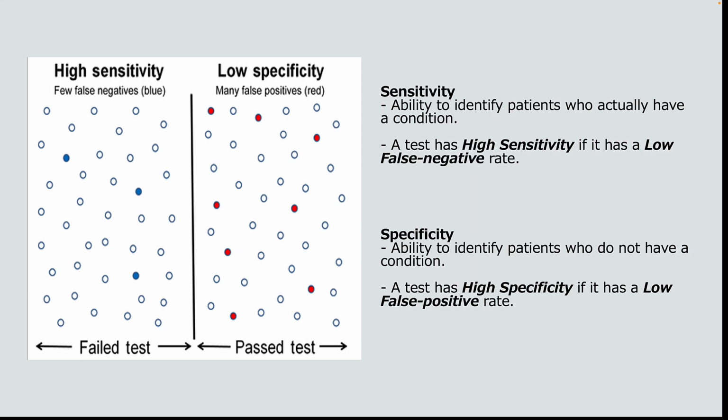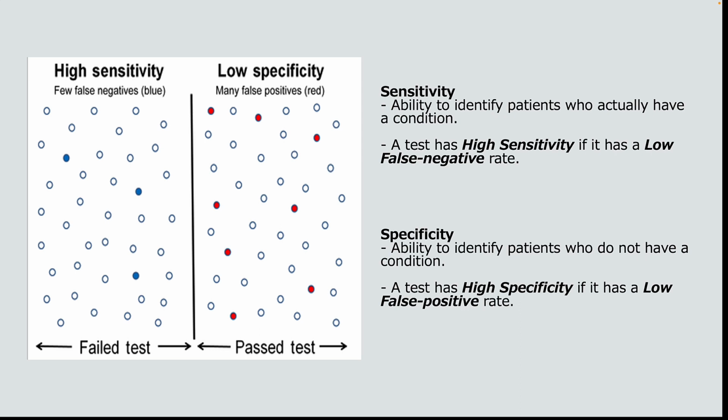When a test has high sensitivity, it has a very low false negative rate, right? So it correctly identifies people, and there are very few misses. If you look on the slide, you can see that all of the white circles represent all of the possible tests, and there are only 3 blue circles, which are false negatives, right? And for the specificity, you can see here that we have 1, 2, 3, 4, 5, 6, 7, 8 tests out of the group that had false positives.